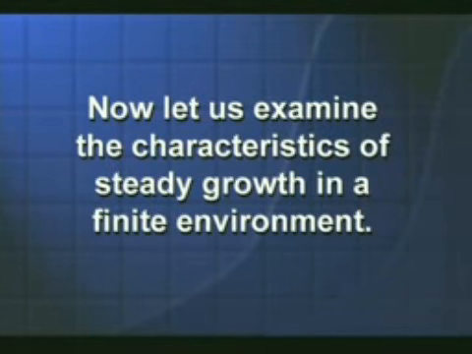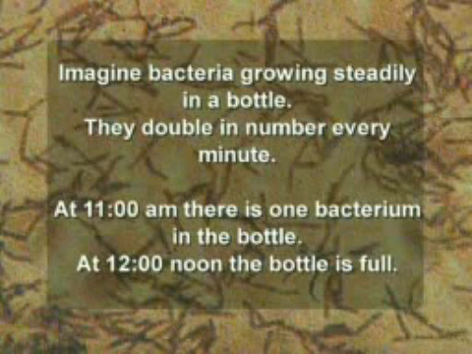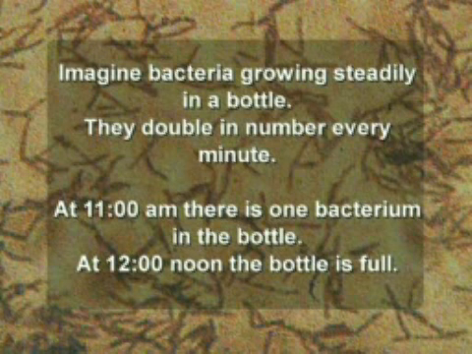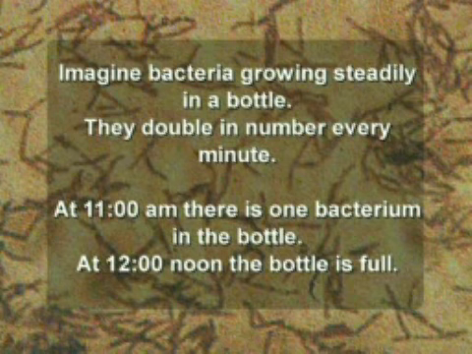Let's look now at what happens when we have this kind of steady growth in a finite environment. Bacteria grow by doubling, and one bacterium divides to become 2, the 2 divide to become 4, the 4 become 8, 16, and so on. Suppose we had bacteria that doubled in number this way every minute. Suppose we put one of these bacteria in an empty bottle at 11 in the morning and then observe that the bottle's full at 12 noon.